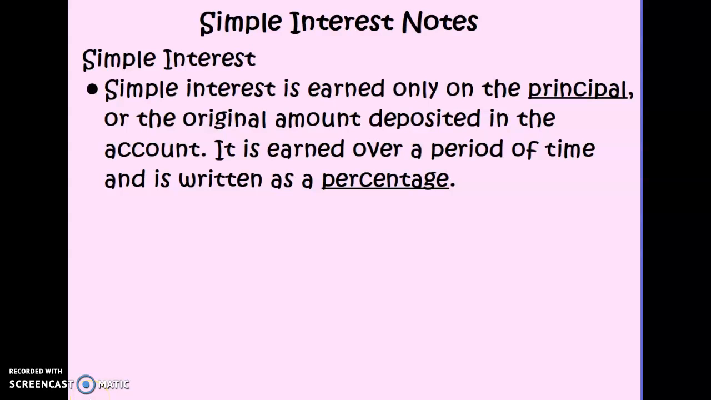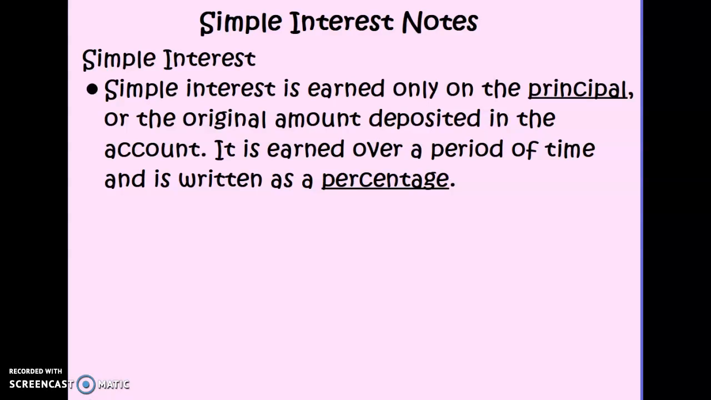Good morning. Today we're going to be doing simple interest. Simple interest is earned only on the principal, or the original amount deposited in the account, or it's on money that you borrow. It is added over time, and time is always written as years.